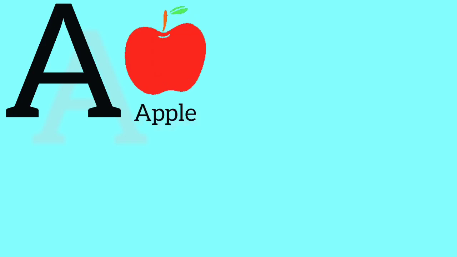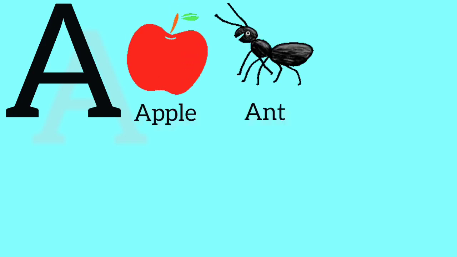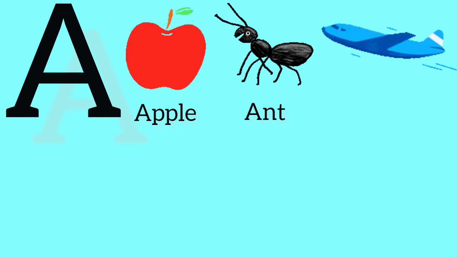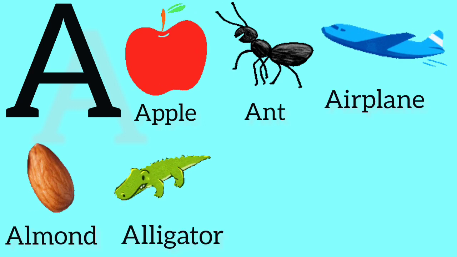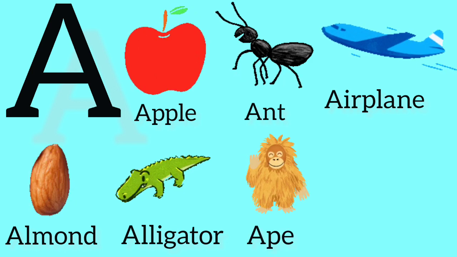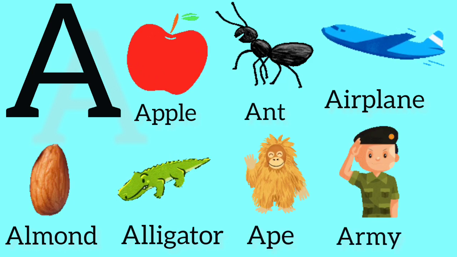A is for apple. A is for ant. A is for aeroplane. A is for almond. A is for alligator. A is for ape. A is for army.